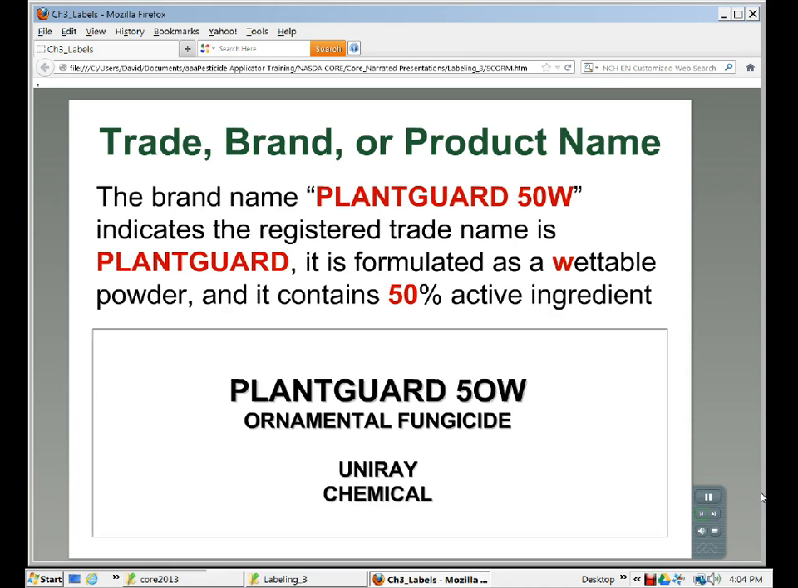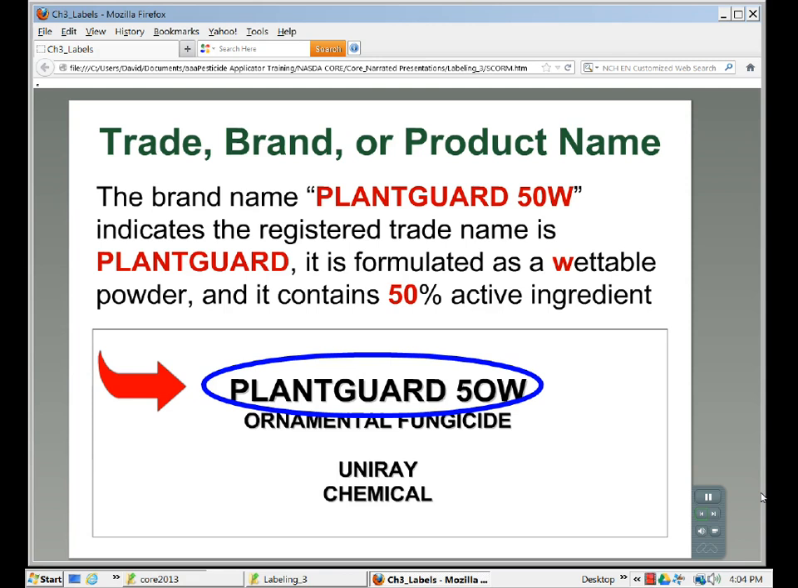Pesticides can be referred to by several different names. Each pesticide product has a trade name, also called a brand or product name. The trade name appears in the first part of the label, usually in large letters. This example shows the trade name is PlantGuard 50W. The 50W indicates that the formulated product is a wettable powder with 50% active ingredient.